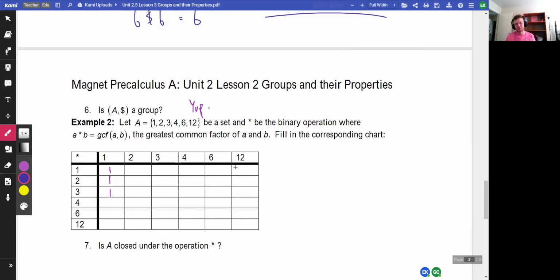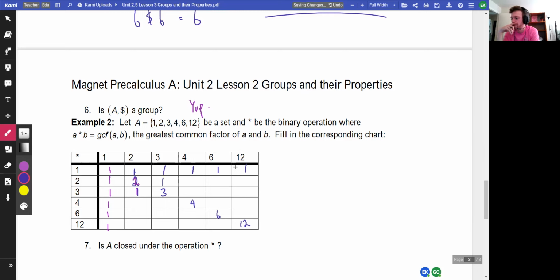So you have the easy one. I was writing 12 over here. So 1 with any number, the GCF is 1, right? Right. I'll get this one right here. And with 2 and 2, their GCF is 2. I think all the way down this diagonal we'll just get the same thing. 3 and 3's greatest common factor is 3, right? Right. 4, 6, 12. 2 and 3's greatest common factor is 1, right? We're back to 1. And 3 and 2 similarly 1.